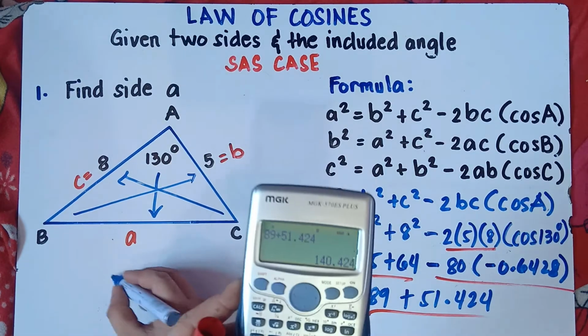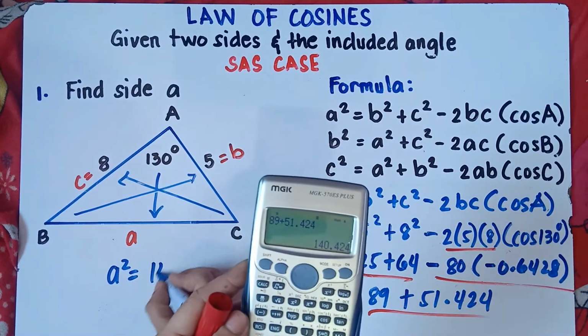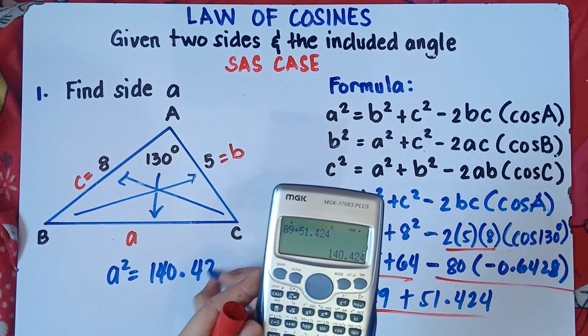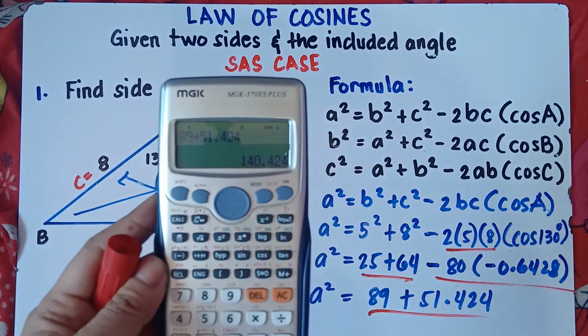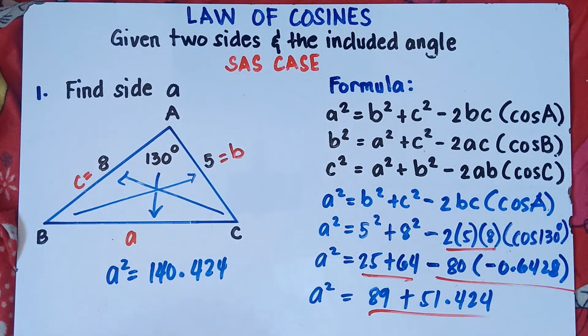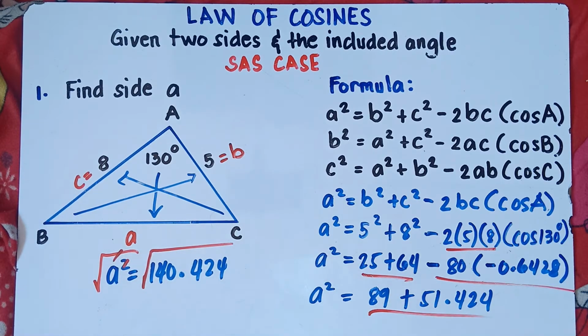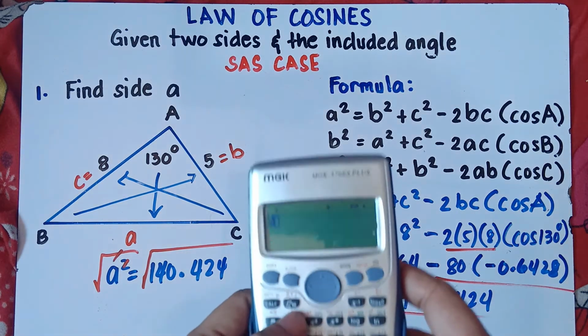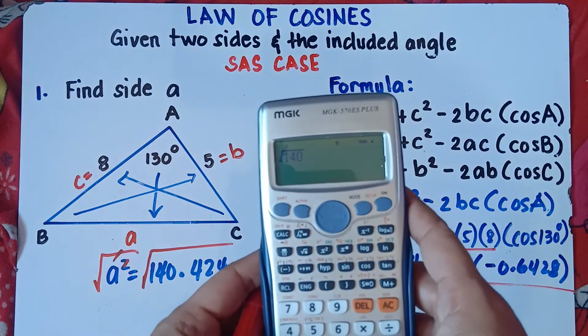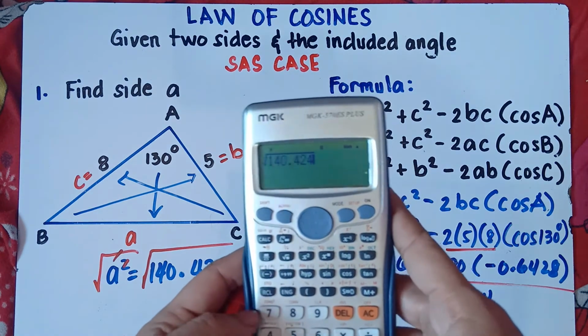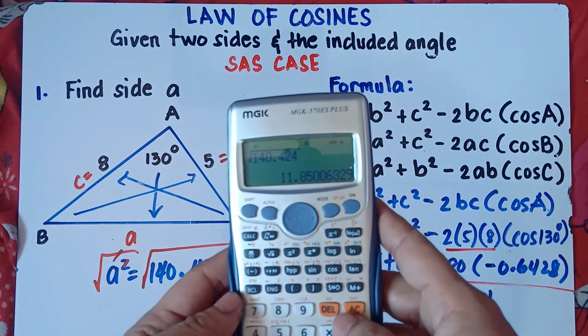So you will have 140.424. So a squared equals 140.424. Alright, and to get the value of a, you extract the square root of both sides so that we can cancel this exponent too. So the square root of 140.424, equals sign.